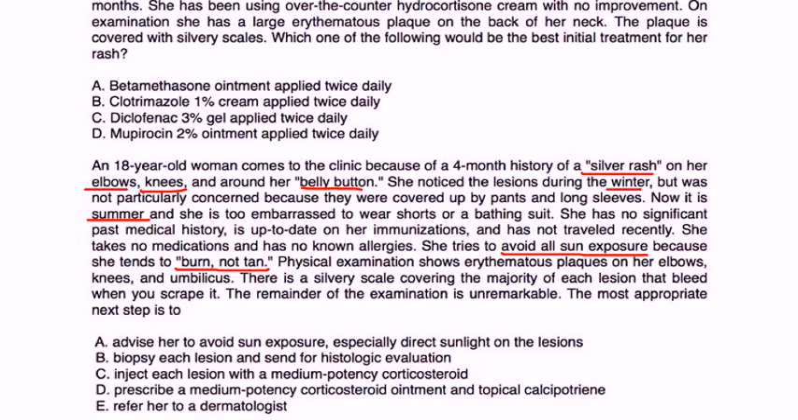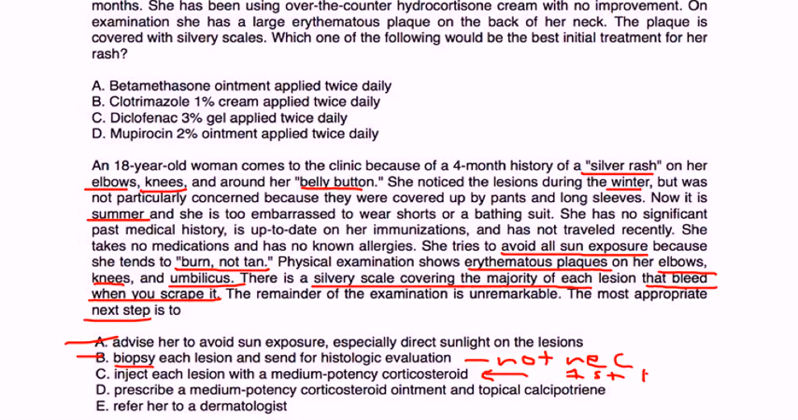Physical exam shows erythematous plaques on her elbows, knees, and umbilicus. There's a silvery scale covering the majority of each lesion that bleeds when you scrape it. The remainder of the physical exam is unremarkable. The most appropriate next step: advise her to avoid sun exposure. That doesn't really treat anything. Biopsy each lesion. Biopsy is not needed. It's not necessary. Inject each lesion with medium potency corticosteroid. This is one of the treatments, but it's not first line. It's not the initial treatment.